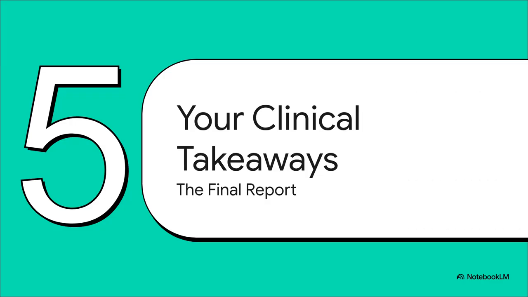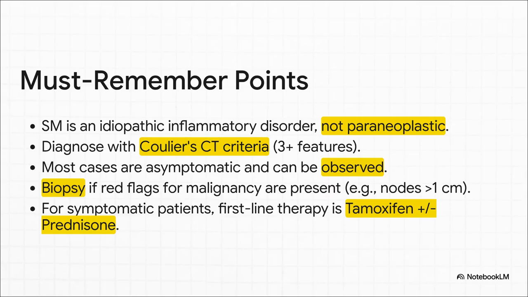And that brings us to the end of our case file. This is the final report, the high-yield stuff you need to remember for your next shift. Let's nail this down. Number 1, SM is its own inflammatory thing. It's not a sign of hidden cancer. 2, you can confidently diagnose it with 3 or more of Coolier's CT criteria.